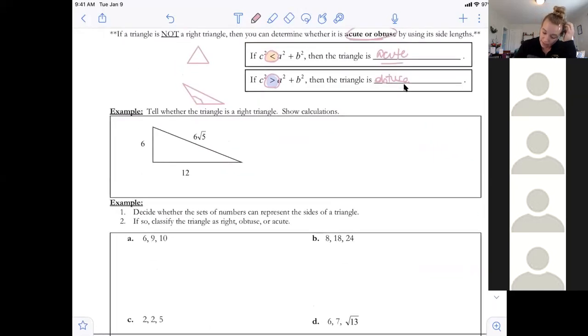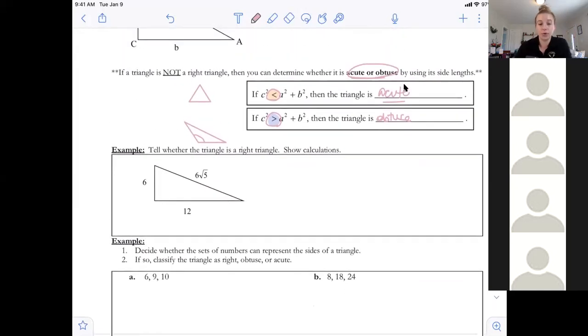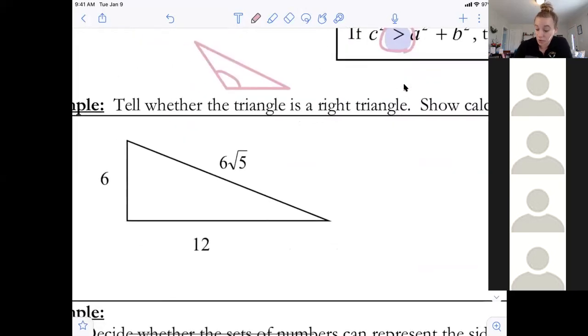Okay. The first example says, tell whether the triangle is a right triangle, show calculations. So I already told you that we're going to do c squared equals a squared plus b squared. And on the other page, every question I asked first was, what's my c? And you guys were like, easy, it's the one across from the right angle. Well, there's no right angle here. One thought you might have is, oh, this looks like it would be the right angle, so this looks like it would be the bigger side. Okay, that's legit, not factual, but it's not a wrong guess.